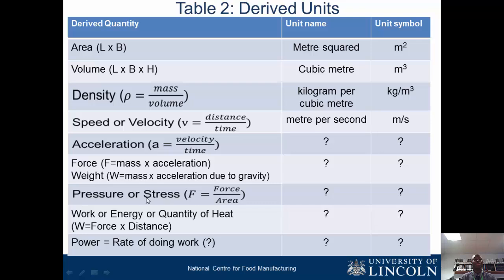Then for pressure or stress, you know that this should be P, this is not F, this should be P. Pressure or stress is given as force over area. So we know the unit of force, what you have got here, then you know the area to be meter square. So from there you can get the unit of your pressure.